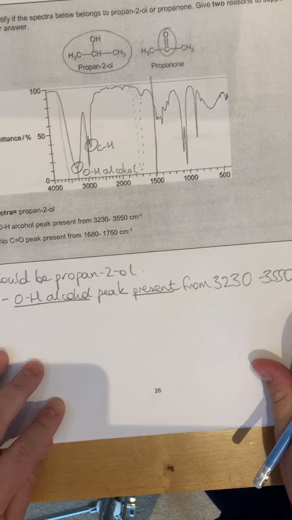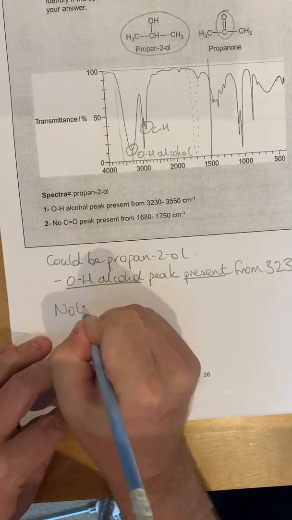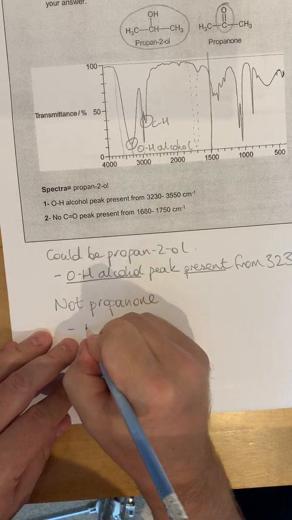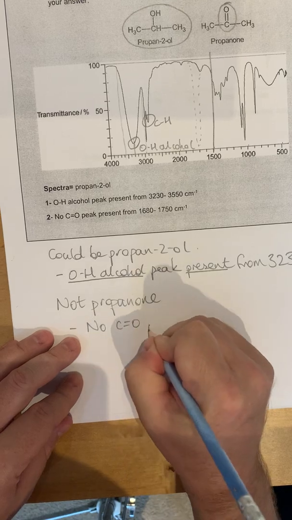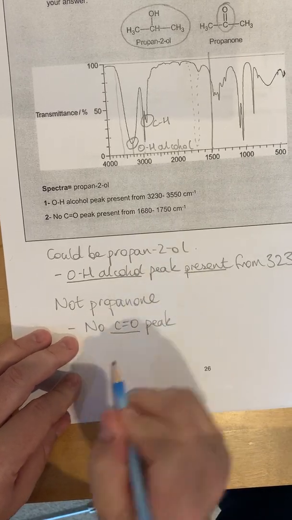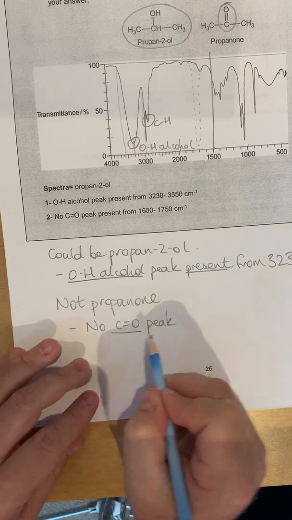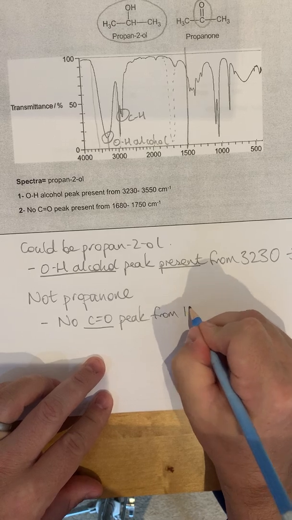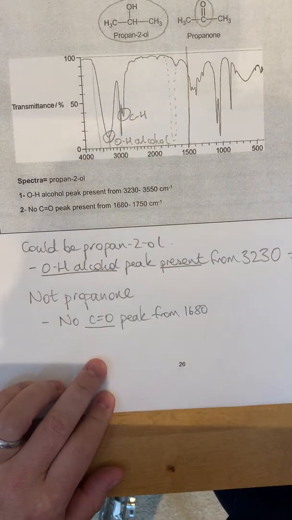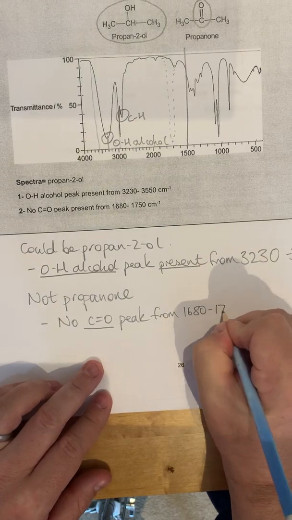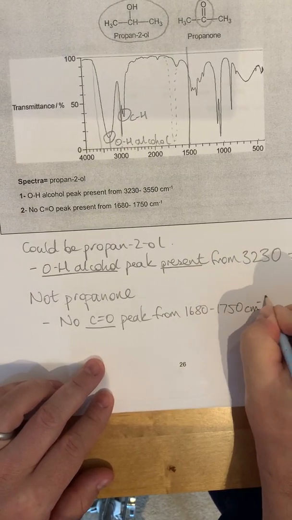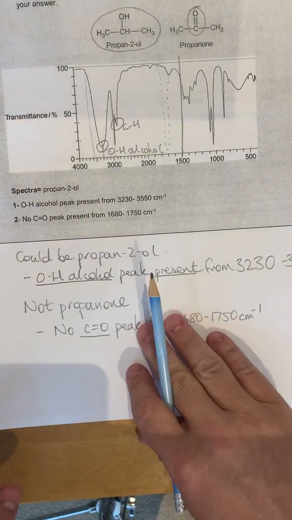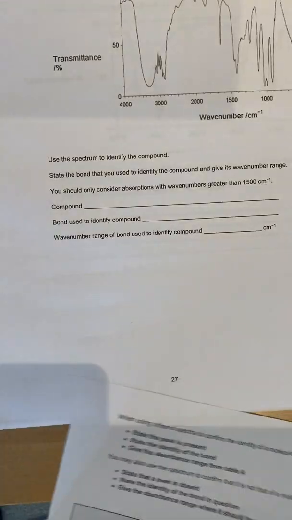So then it's not propanone, and that's because there is no C double bond O peak. So again, you're stating the bond. I'm stating that there's no peak, or you could say peak absent, and then you always give the range from 1680 to 1750 centimetres to the -1. Okay, all of that's there, but I just wanted to explain it.